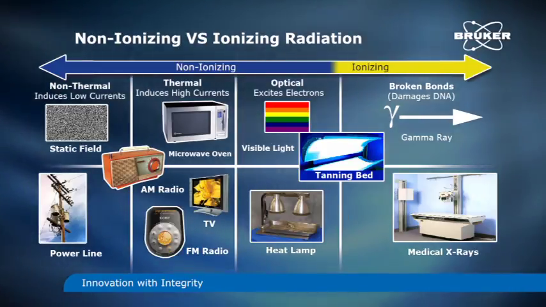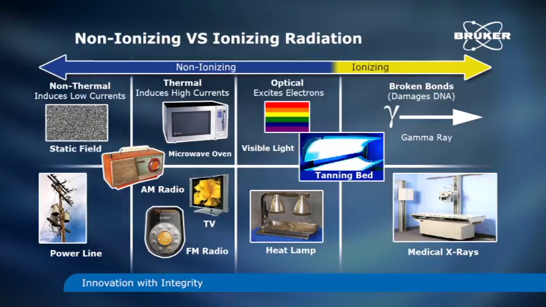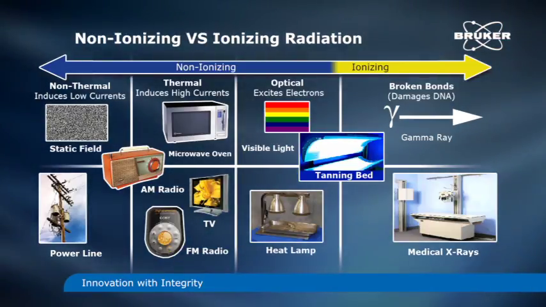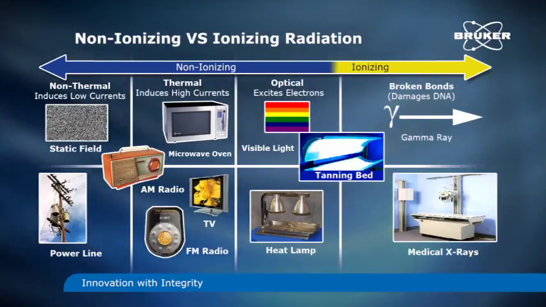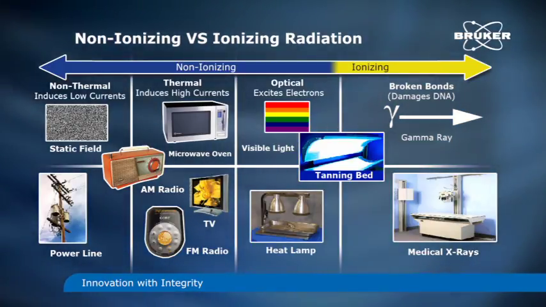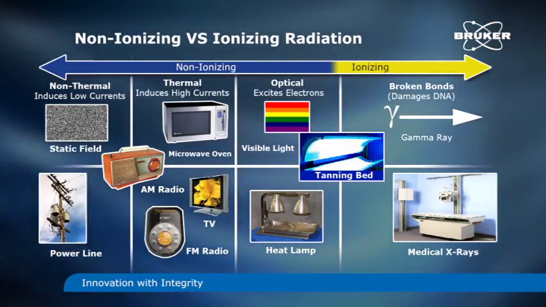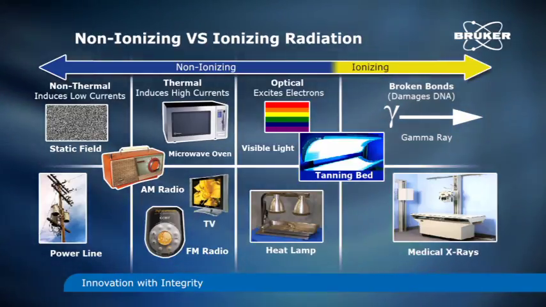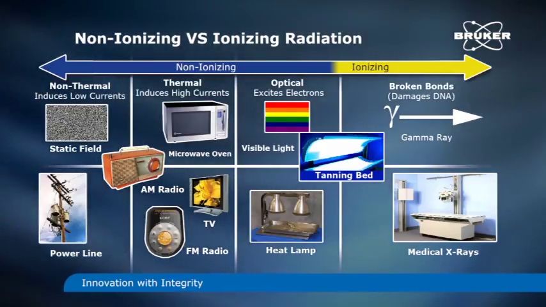There are two types of radiation: non-ionizing and ionizing. Non-ionizing radiation is radiation without enough energy to remove tightly bonded electrons from their orbits around an atom. Examples include visible light, radio waves, microwaves, infrared radiation, and ultraviolet light. Ionizing radiation is radiation that has enough energy to remove electrons from an atom in a process called ionization.